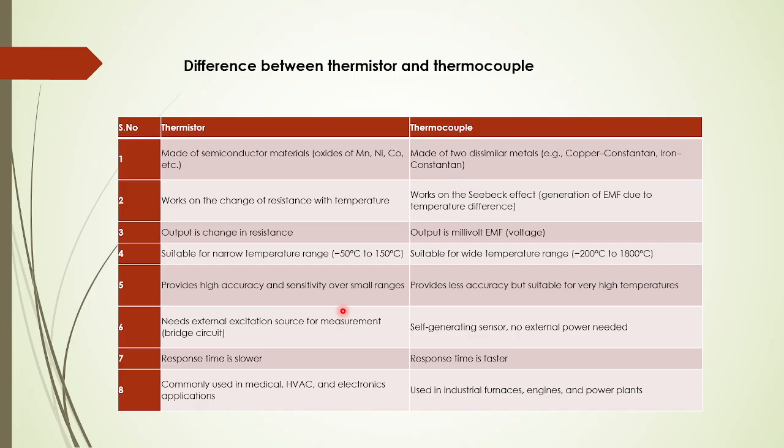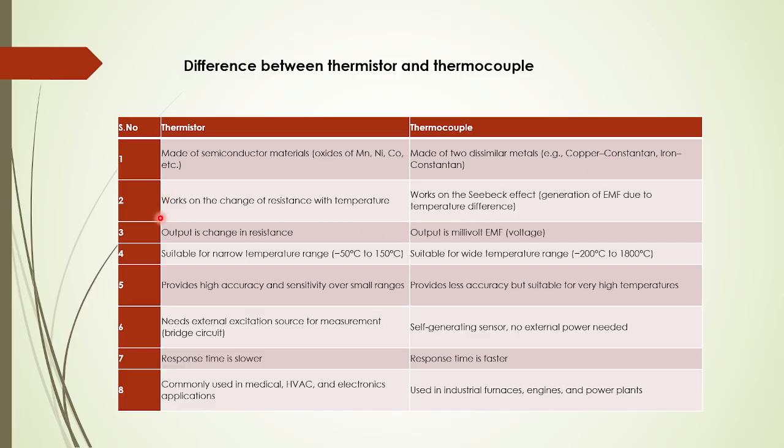The next we go for the difference: the comparison of thermistor and thermocouple. The major differences are given in this table. The first one is the materials. The thermistor is made up of semiconductor materials, for example oxides of manganese, nickel, cobalt, etc. And the thermocouple is made up of two dissimilar metals, for example copper with constantan or iron with constantan, which is an alloy.